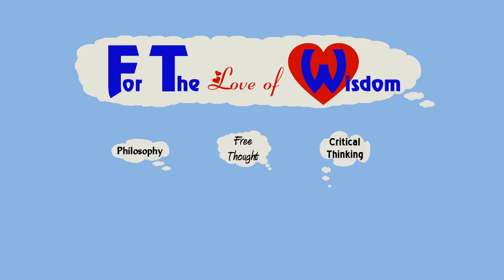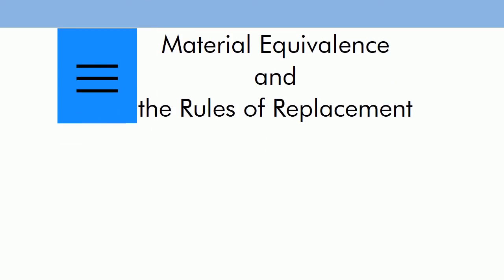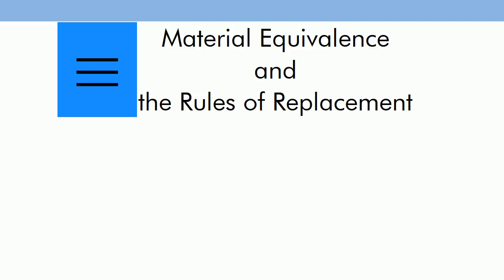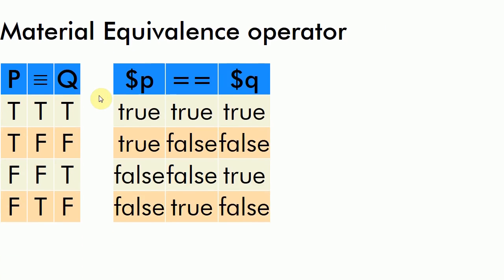In this video we're going to be continuing the series on symbolic logic, and we're going to be looking at material equivalence and the rules of replacement. Material equivalence means that two statements have the same truth value, and this is our symbol for representing material equivalence. It looks like an equal sign, but it has an extra line in it. And it's roughly the same as equals.